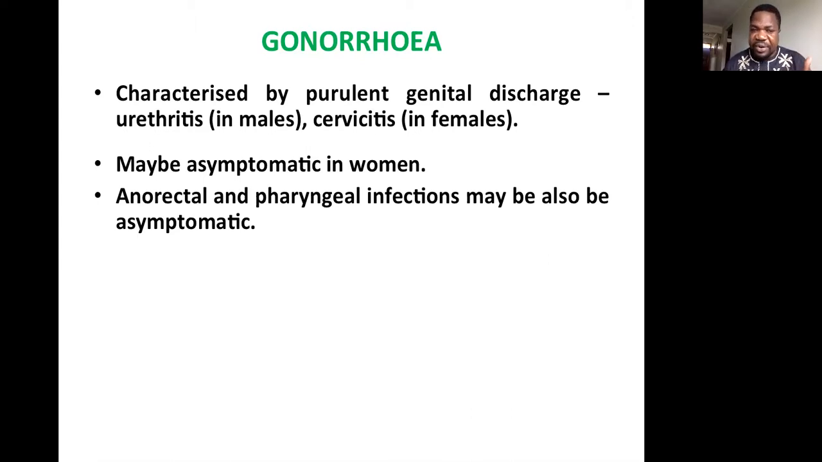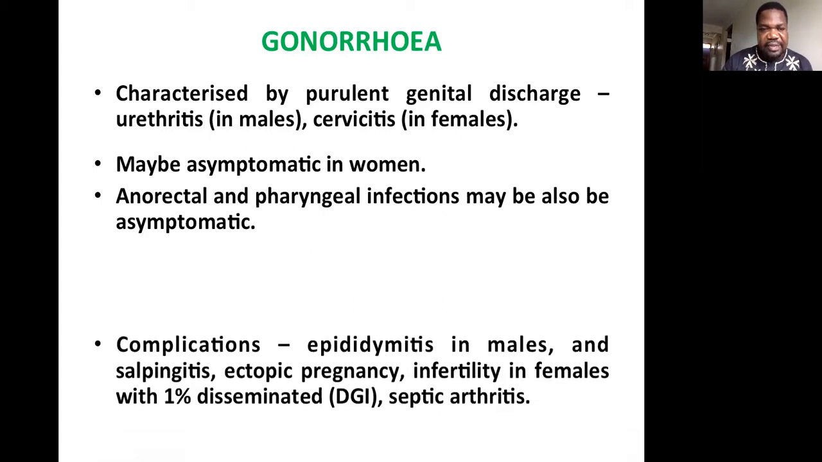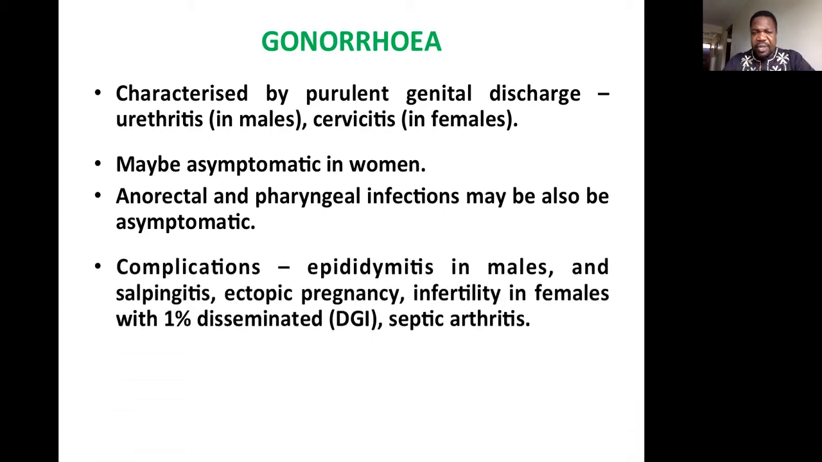It can also cause anorectal and pharyngeal infections. So if you do anorectal sex, anal sex, or oral sex, or oropharyngeal sex, then these patients, depending on their sexual orientation, are prone to develop gonorrhea. So if you are managing a patient with pharyngitis that is not responding to penicillin, you can also suspect gonorrhea infection, and treat accordingly. In men it leads to an important complication that we call epididymitis.